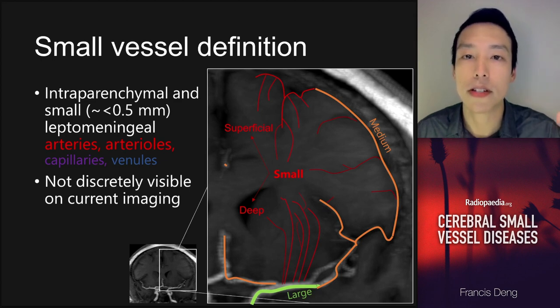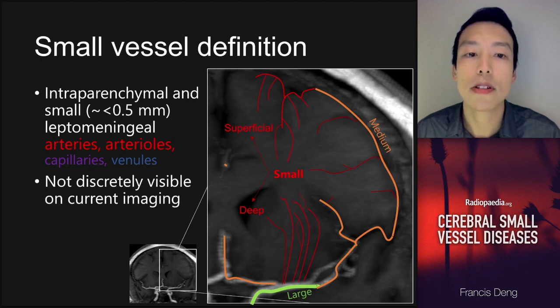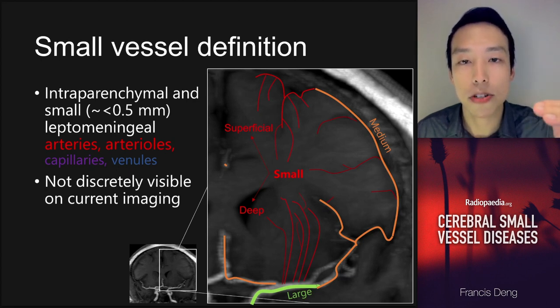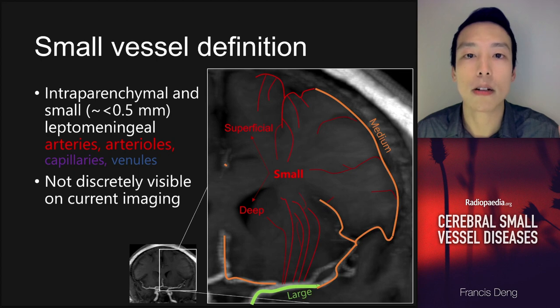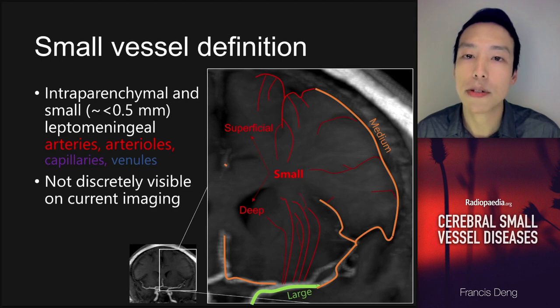In general, any vessel that has perforated into the brain parenchyma is considered a small vessel, as well as those still on the leptomeningeal surface of the brain that are smaller than about half a millimeter. Now, this small vessel definition includes small arteries, arterioles, as well as capillaries and venules. The latter two don't get very much attention in the research literature, so what we're going to focus on today is what we mostly know from the research literature on disease of the small arteries and arterioles.